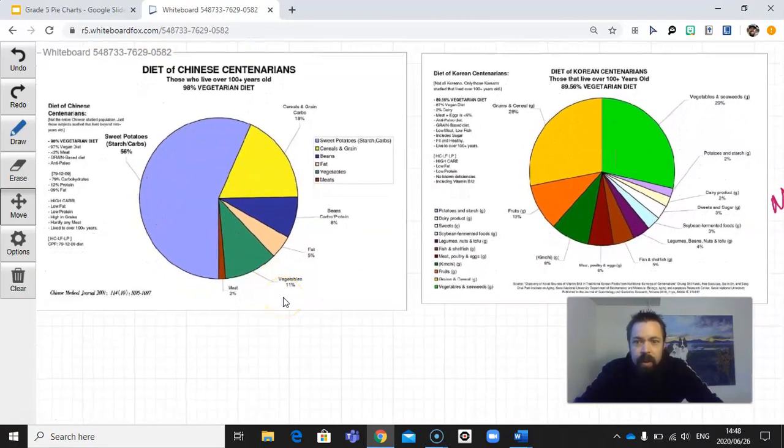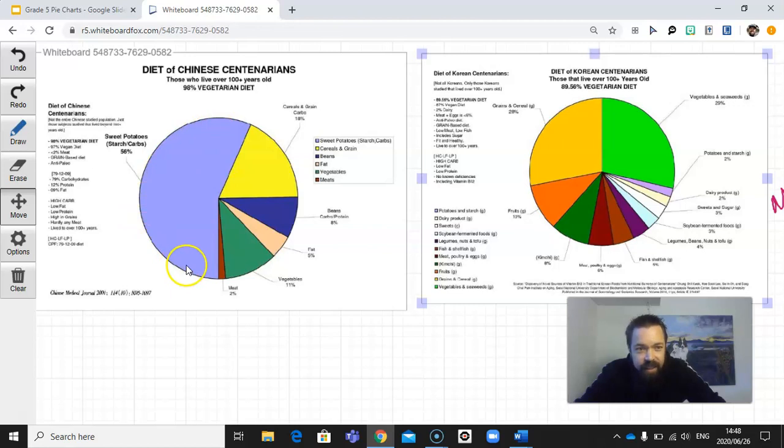Okay, the last one I want to have a look at, I'm not going to put any questions up, but it's interesting that you might get a question like this, where you've got two pie charts and you need to compare them. For example, these two pie charts are looking at the same thing in two different countries. This is the diet of Chinese people who have lived to over 100 years old, and this is the diet of Korean people who have lived to be over 100 years old. And you can see that there's quite a different makeup in the two.